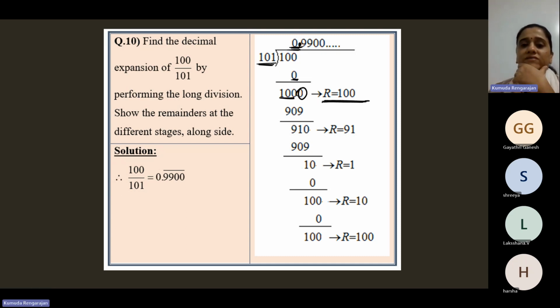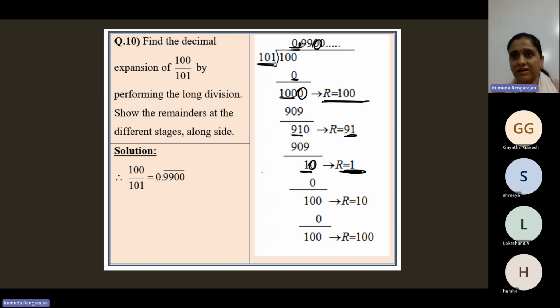Okay, then 101 9 times is 909. And 91 is the remainder. You can add a zero. Every stage you can add 10. So 101 again 9 times 909, 1 is the remainder. The remainder is 1. And every stage you can add 10. Right? You have to divide. See, force yourself to divide. So 101, 0 times. See, you cannot put 1 because 101 into 1 is 101. But the number we have here is only 10.